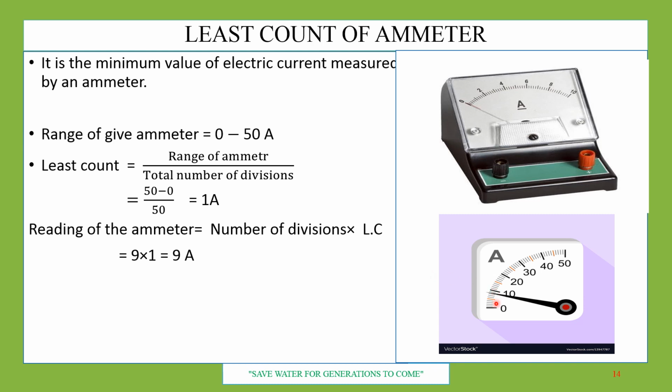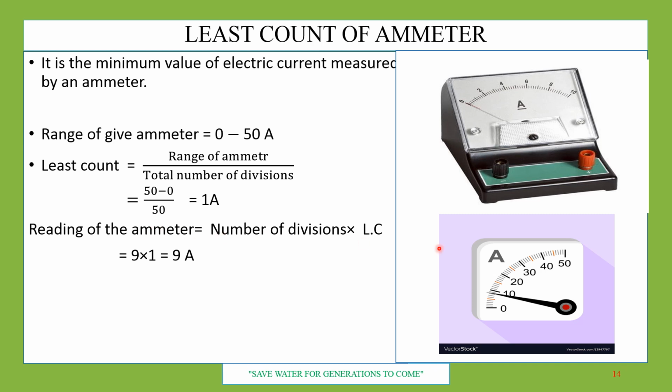We can find by using this method also for 0 to 10. Range is 0 to 10, so 10 minus 0, and 10 is divided into how many divisions? 10. Here the red line is showing 5. So total 10 divisions, 10 upon 10 is equal to 1 ampere. It's very, very easy. Ammeter is used in labs also. When you will be doing experiments, you will be using it.